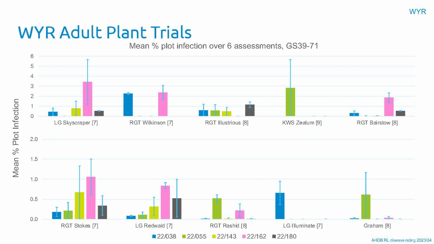You can see they showed a very similar pattern with Stokes having slightly more than LG Redwold. We got RGT Rashid in the middle there with a rating of 8. Again, showed more infection with 2 of the isolates. LG Illuminate rated 7. That one was showing more infection with the 22038. But you know, these are quite trace amounts. If you look at the scale, it's just over 0.6% there.